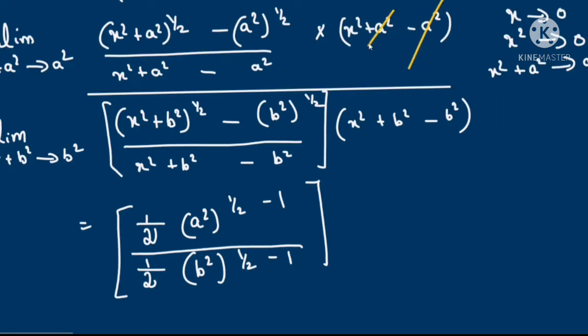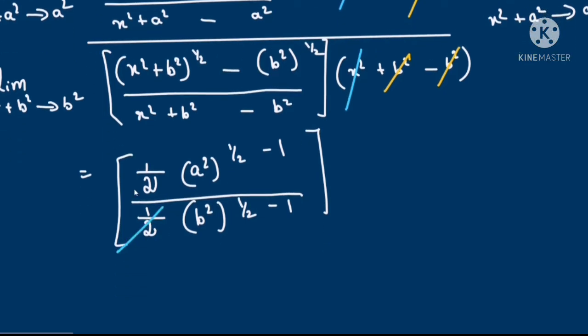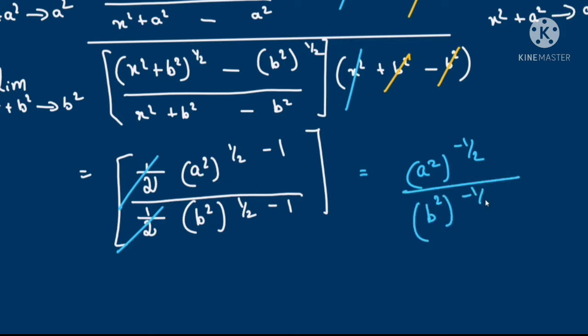And here plus a square and minus a square get cancelled, plus b square and minus b square get cancelled, and you are left with x square here and x square here. You can cancel this x square and also this x square. So you have this now, cancel this half and half. So you get a square to the power half minus 1 is minus half, divided by b square to the power half minus 1 is minus half. So 2 and 2 get cancelled. So you get a to the power minus 1 by b to the power minus 1.